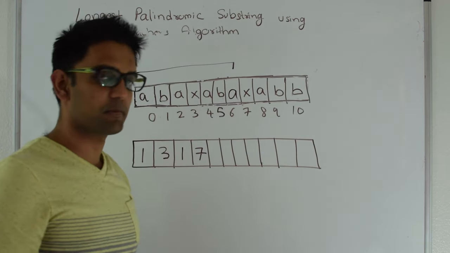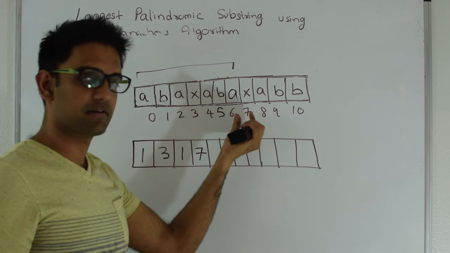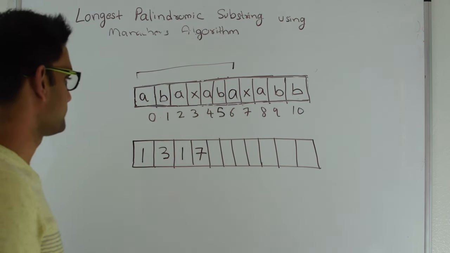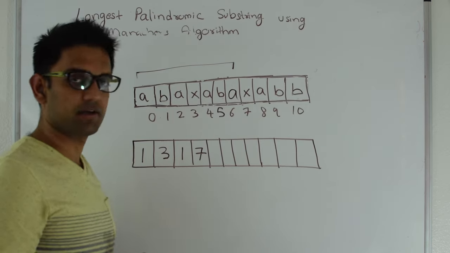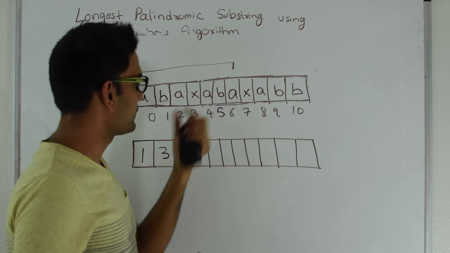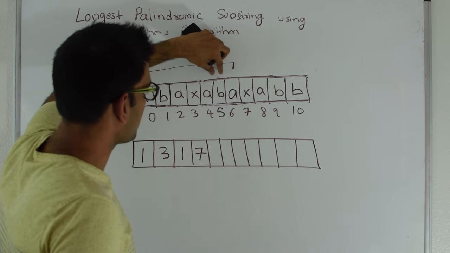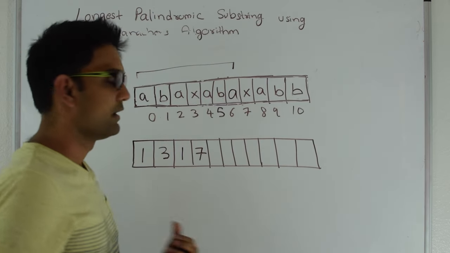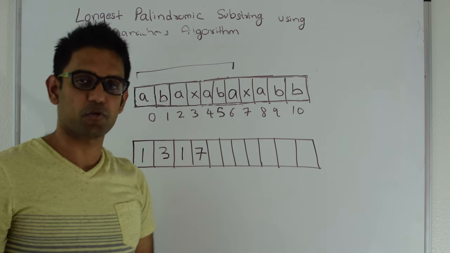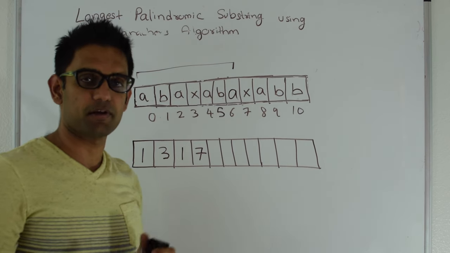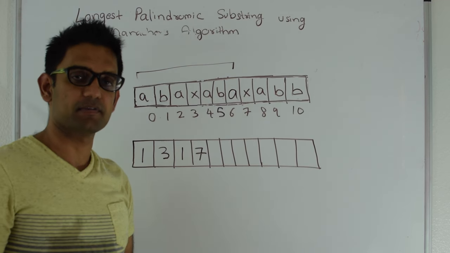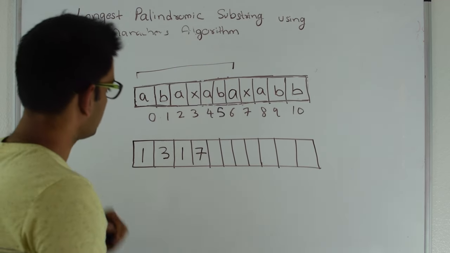Can we say this X will be the next center? No. If we do that, we miss the palindrome around B, which is the longest palindromic substring in this string. So can we go to A and then go to B and then go to A and explore around A and then explore around B and then explore around A? We can do that, but the problem is then it becomes an O of n square time algorithm and cannot be done in linear time. So how do we effectively pick the next center?